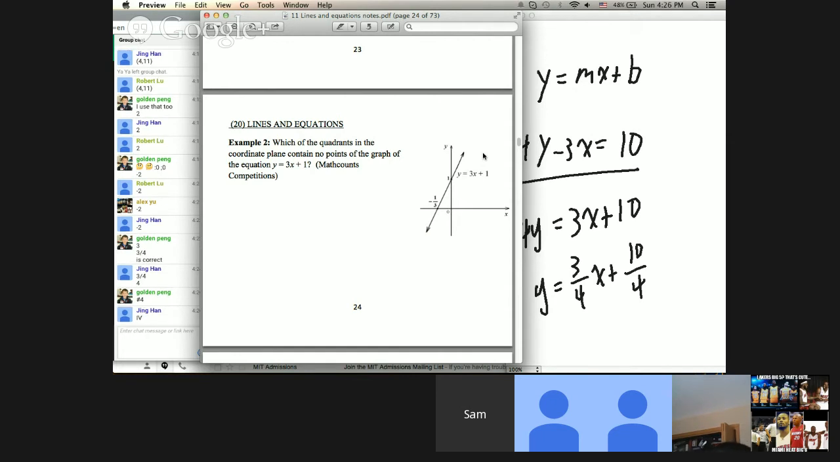Right, so it's just the fourth. 1, 2, 3, 4. So nice job to you guys. So you see in the first quadrant there are points, second quadrant points, third quadrant. Only the fourth quadrant doesn't have any points.